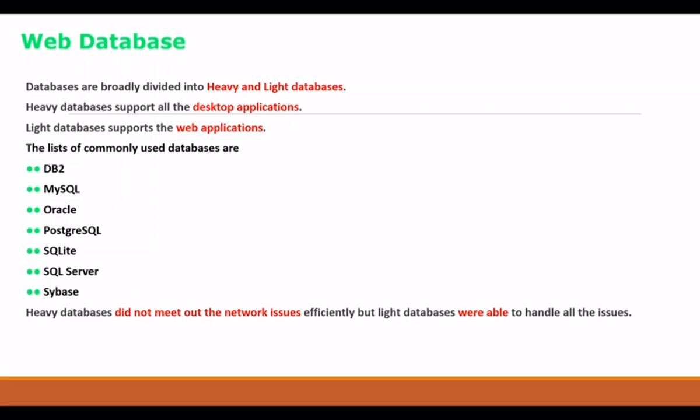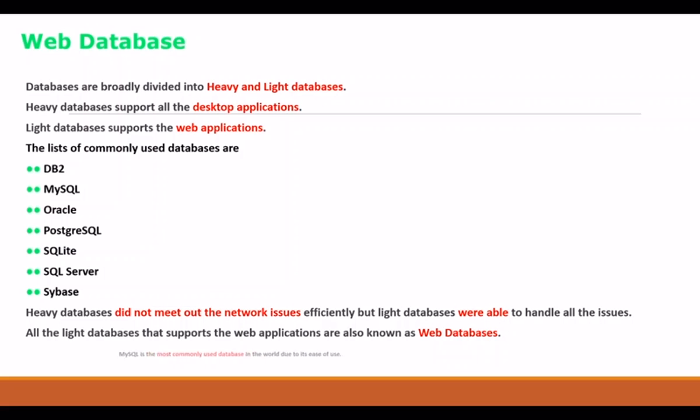What is the difference between heavy database and light database? Heavy databases are not capable of handling network issues. Light databases are mainly used to handle network based applications. All the light databases that support web applications are known as web databases. We have already seen that.